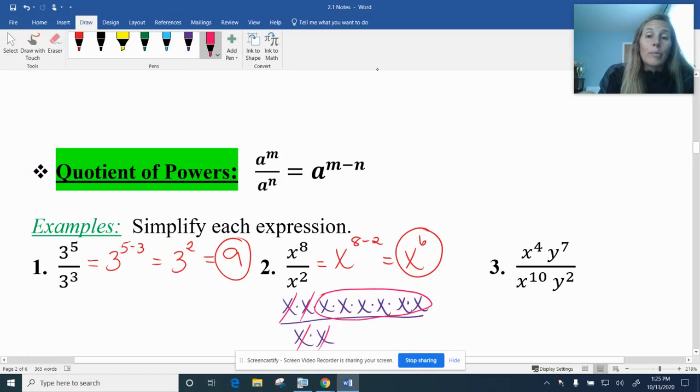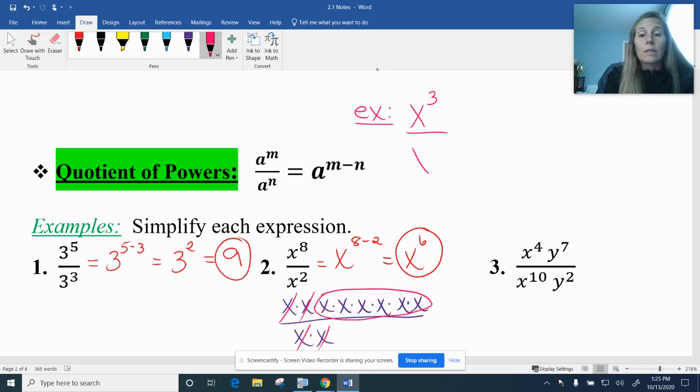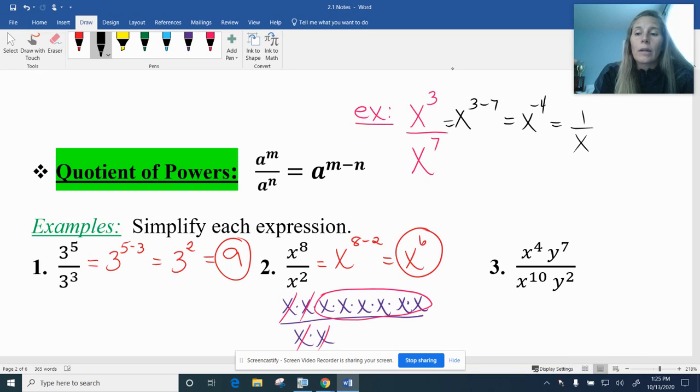Now, sometimes you could end up with a problem where you have a smaller exponent on the top. So let's say you had x to the 3rd over x to the 7th. Well, if you went to subtract this, you would do 3 minus 7, which of course equals -4, and we're not allowed to have a negative, so then you'd have to move it to the bottom.